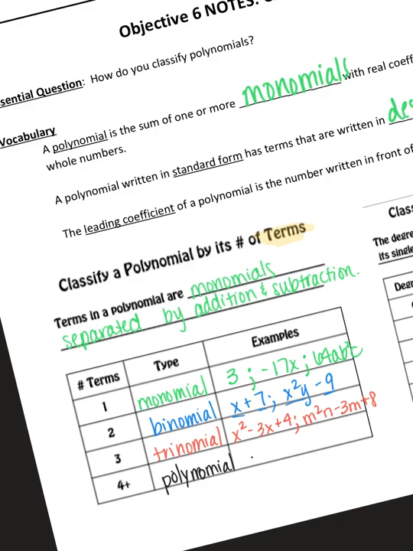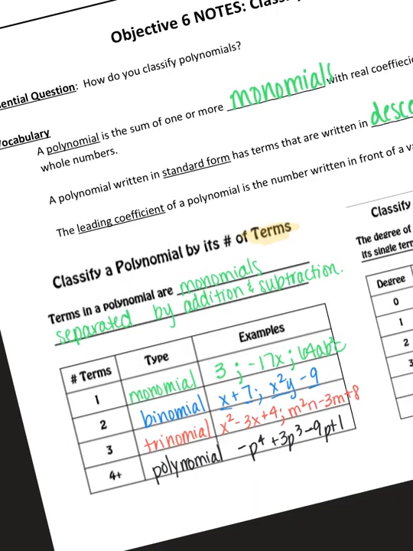And an example might be having negative p to the 4th plus 3p cubed minus 9p plus 1. There are 4 terms, and so we just call those a polynomial. If there's 5 terms, 6 terms, 11 terms, we call each of those polynomials. So that is how you classify by terms, okay?